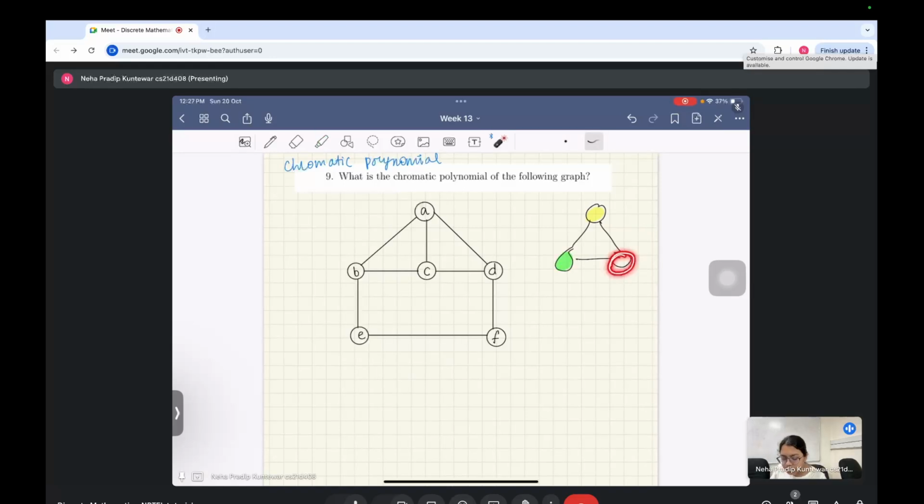Then for the third vertex, I can't take yellow because it has an edge like this, and I can't take green because it has an edge like this. So I have to take something other than yellow and green. So let's say I take purple. So I need at least 3 colors in this case to color this graph. So the chromatic number of this graph is 3.